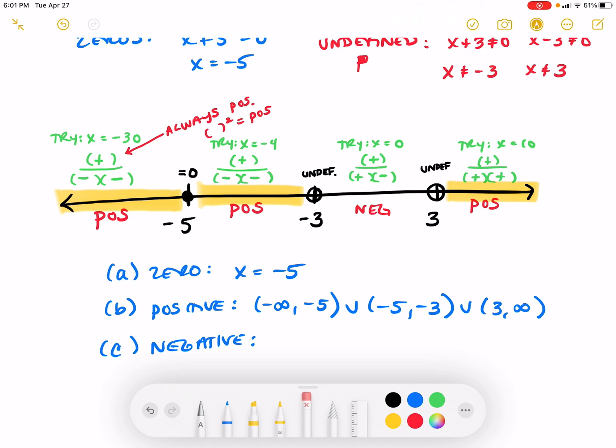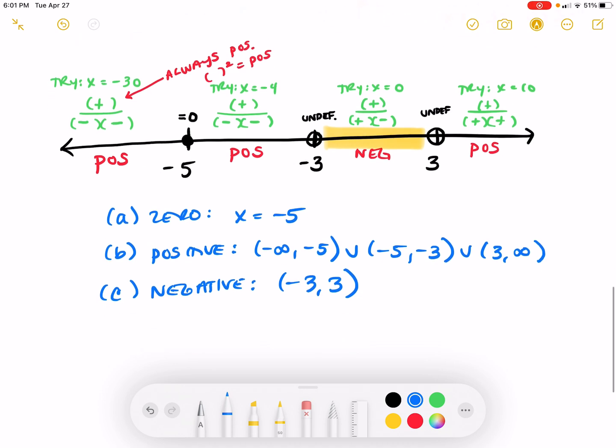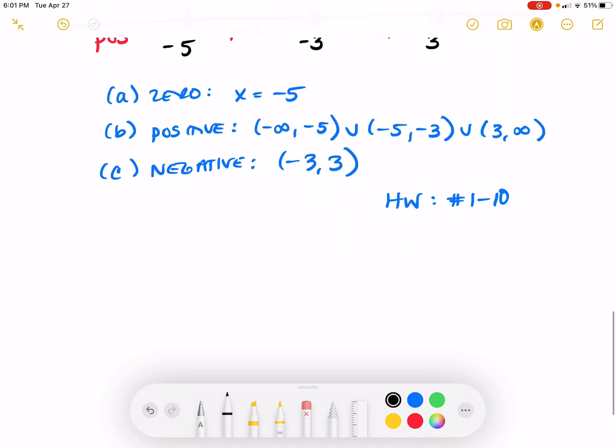It's going to be this one interval right here between -3 and 3. All right, so that is the basics of how to use a sign chart. And what's going to follow this in your homework is to do numbers 1 through 10. And if you're continuing on to listen to part 2, then I'm going to show you how to use a sign chart to solve an inequality.